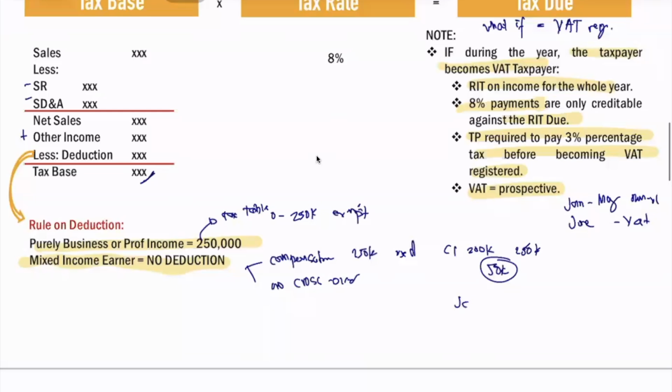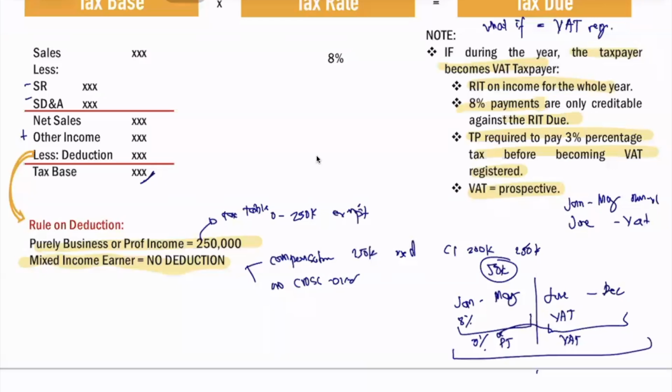What is your taxation? So from January to May, what will happen is that you will pay 8% first. But come June to December, you will now be subject to VAT. At the same time, since you're subject to VAT, retroactively you are subject to 3% percentage tax from January to May and only VAT from June to December. And the 8% or the total income will be subject to RIT less the 8% taxes paid previously from the months of January to May.